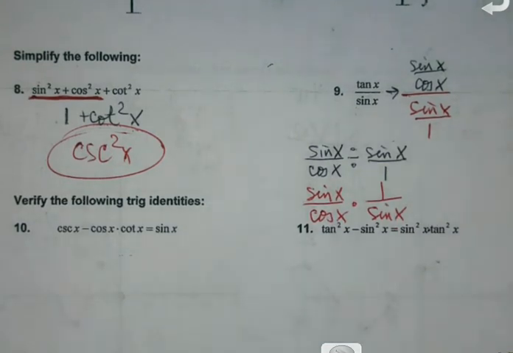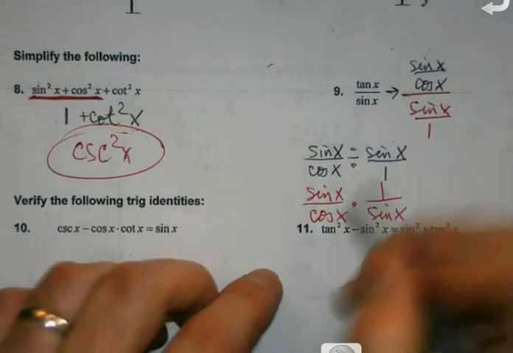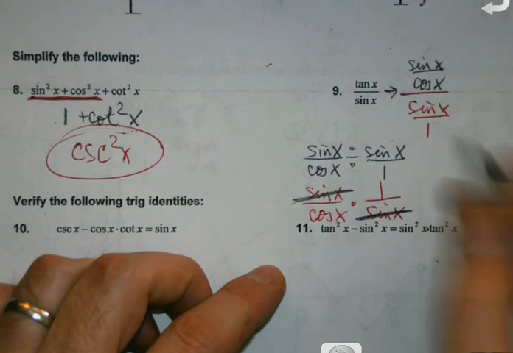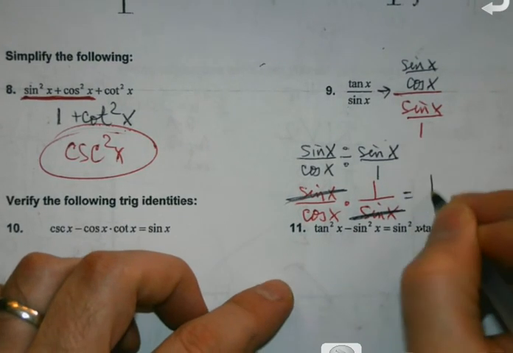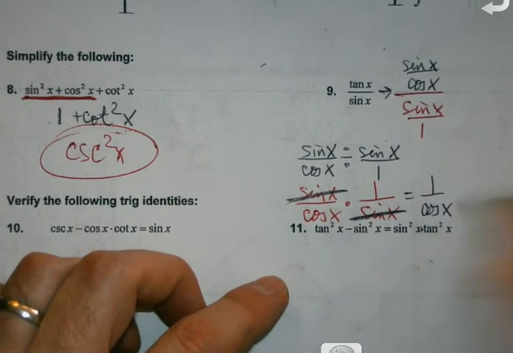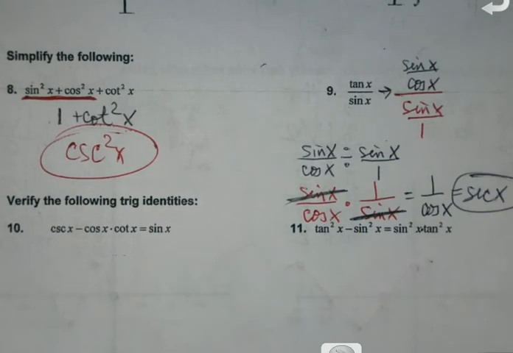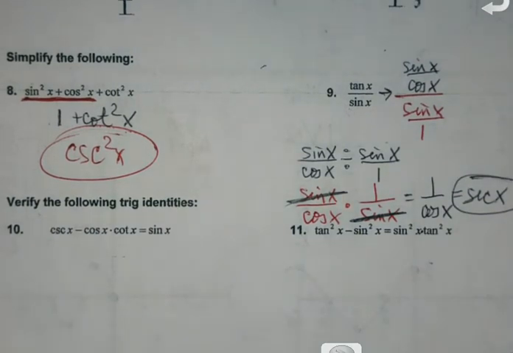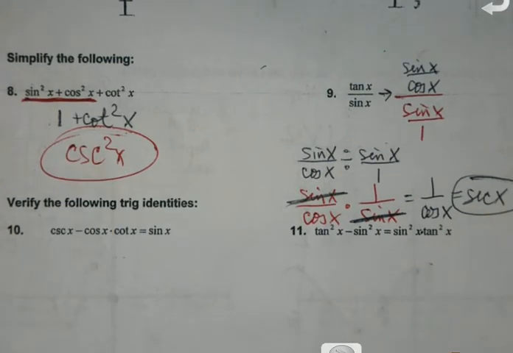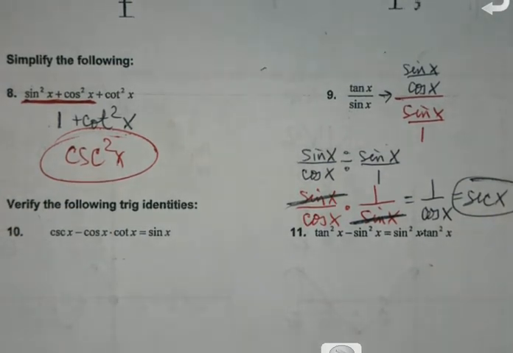Awesome. There's no pluses or minuses, so I don't have to worry about being a bond breaker. I wipe those out. Get 1 over cosine, and that's going to be secant. Try to keep going. If you can get it down to one single term, that's usually a pretty good idea that you're done with those.